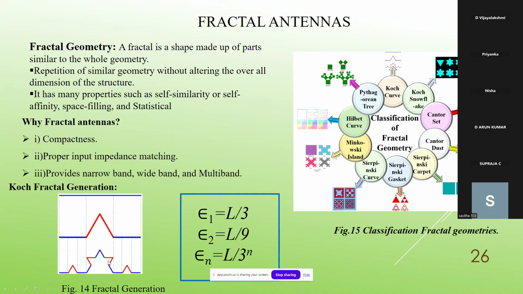But feasibility should be there: up to which iteration you will go, which will give you better performance, and it should also be feasible for fabrication. That is very important. We can go to any iteration, but it should be easy to fabricate for the antenna purpose. So this is a small example.